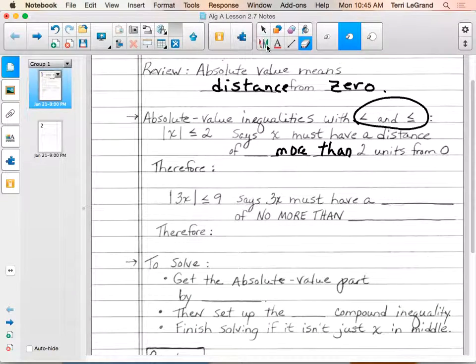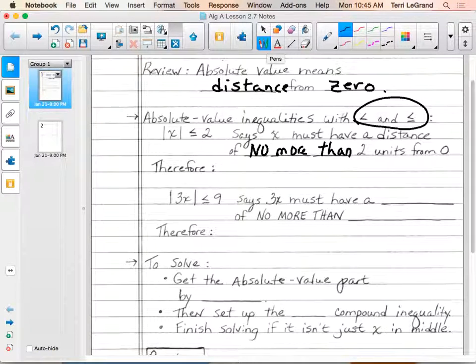No more than 2 units from 0. Whatever you put in for x, its distance, that's what absolute value means, has to be less than or equal to 2. So it can't be any more than 2 units of distance away. So we have negative 2, that is 2 units of distance away from 0, am I right? Can it go out any further than that? And what's the furthest it can go out to the right from 0? 2, positive 2.